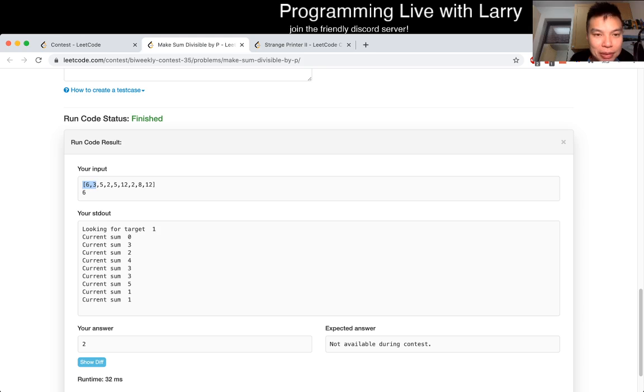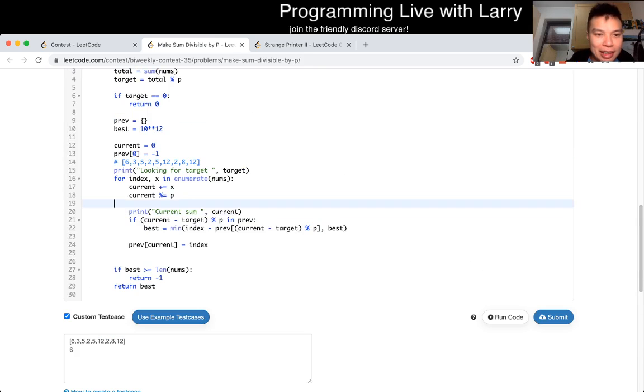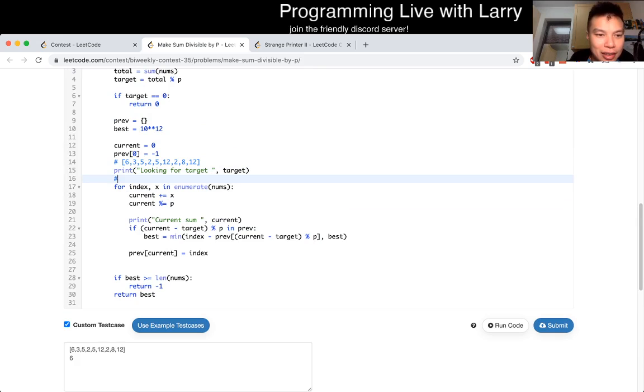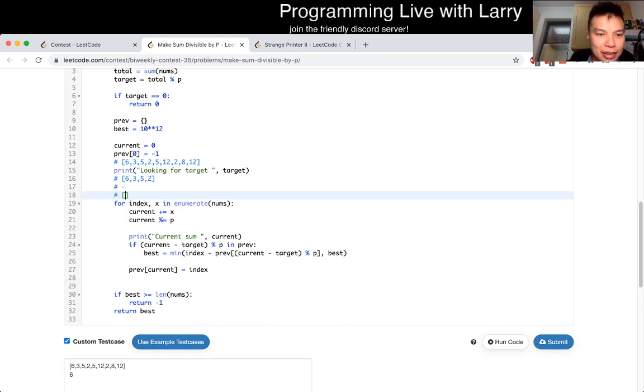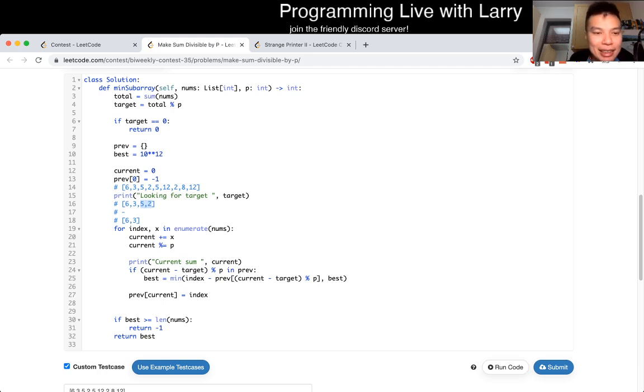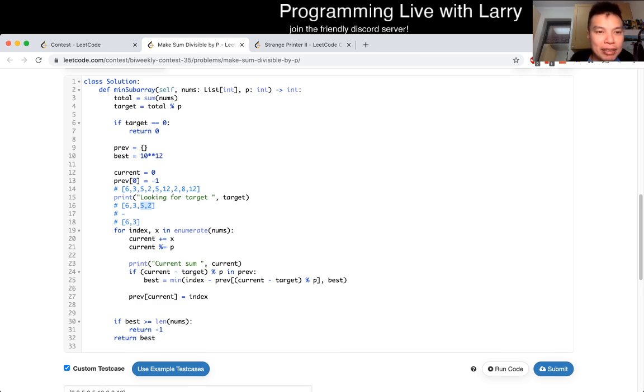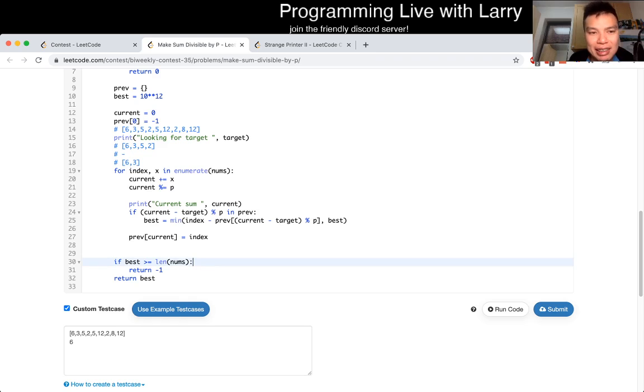So let me also put it here. That means that we basically take this minus this, right? And this means that everything in between will be 1 mod 6, and that's basically how we figure it out. And because this is 1 mod 6, we know that taking this out would mean that the total mod p is equal to 0, which means it's divisible by p. So that's the algorithm. It's a little bit tricky to understand.